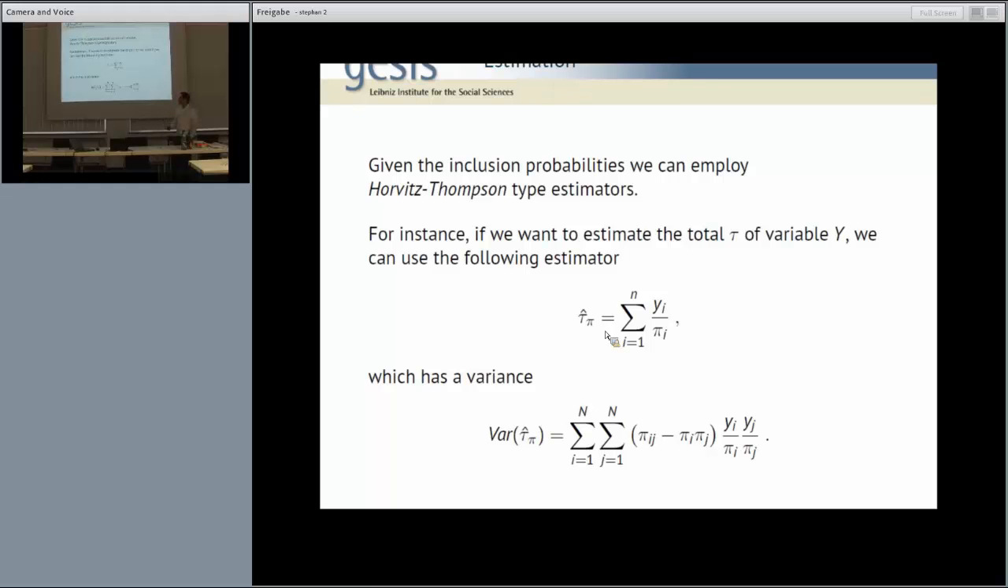This estimator has a well-known variance. It looks like this. It's complicated. We have this double sum here, so usually if you have some arbitrary designs, the second order inclusion probabilities sometimes are not so easy to calculate. Especially if n is large, you can imagine that calculating this is very computationally intense. There is an approximation formula for this one, but it's not so necessary for this talk.